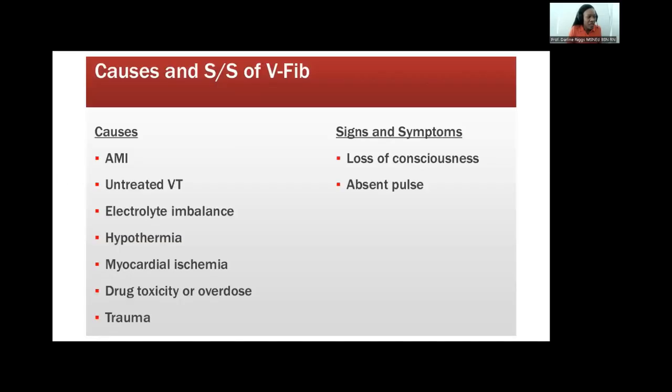Acute MI is a problem. Untreated VTAC is a problem. Causes include electrolyte imbalance, hypothermia, MIs, drug toxicity, and trauma. So some of this we can eliminate and fix, right? Like the electrolyte imbalance, easier fix than the others.